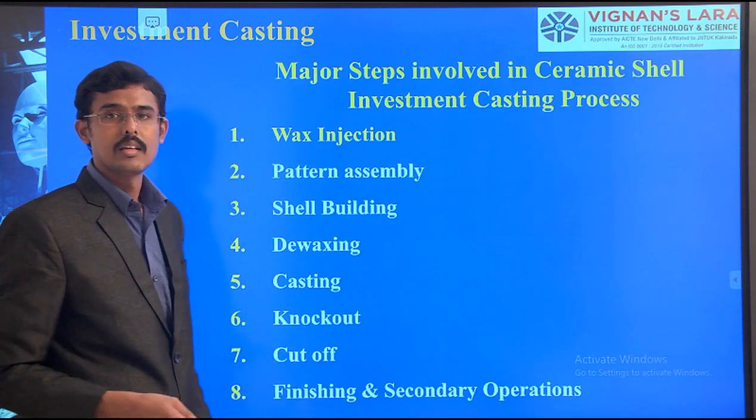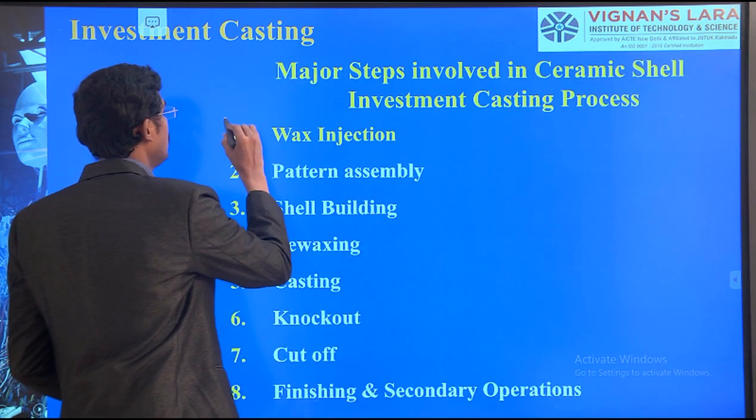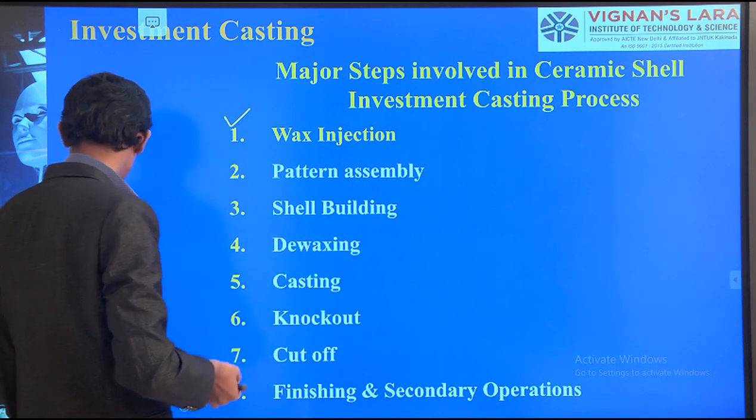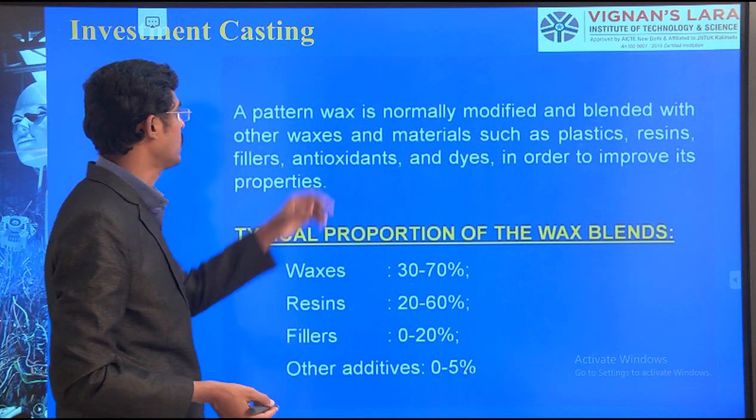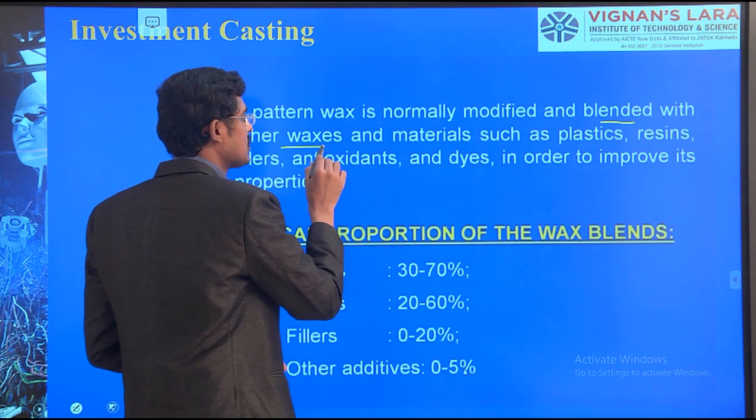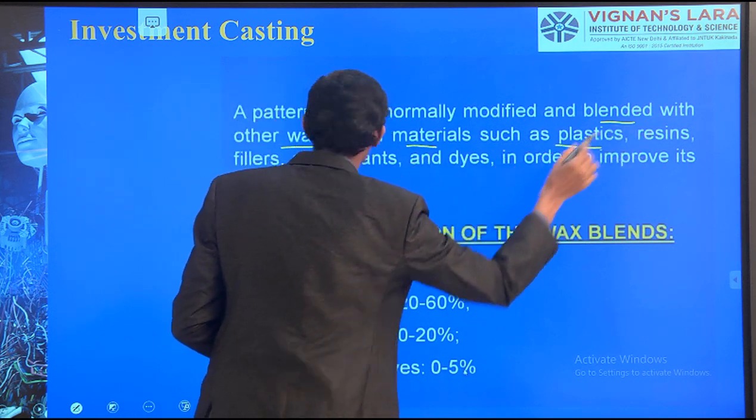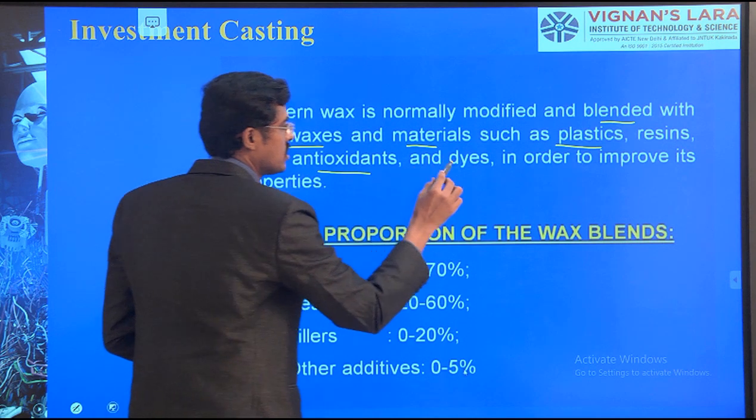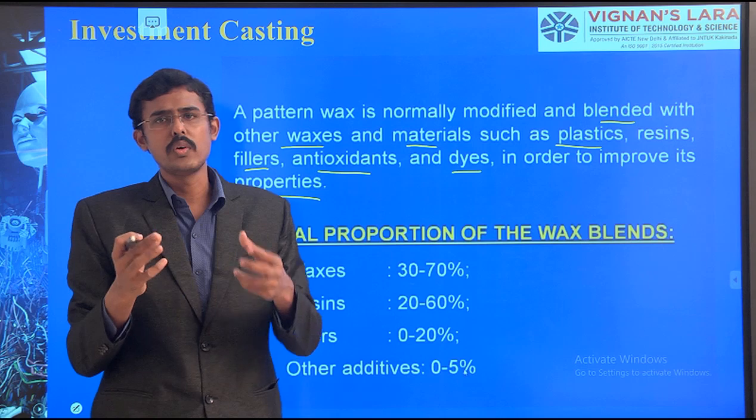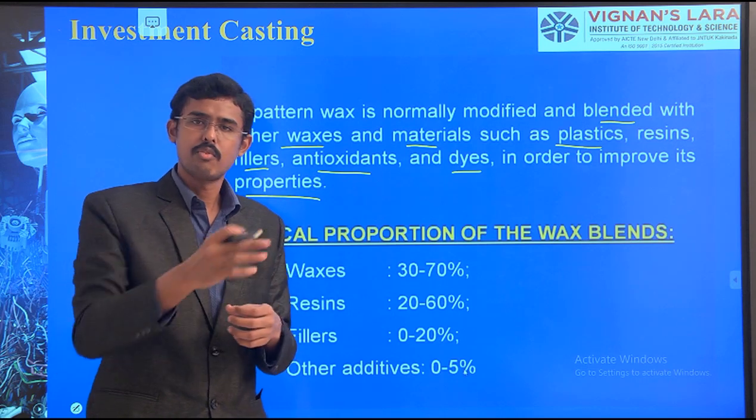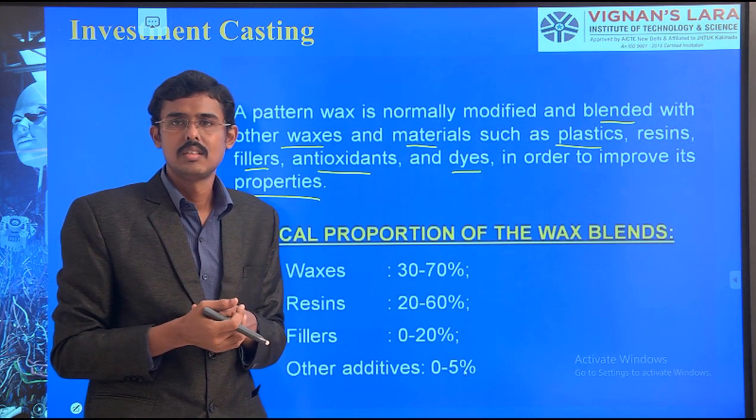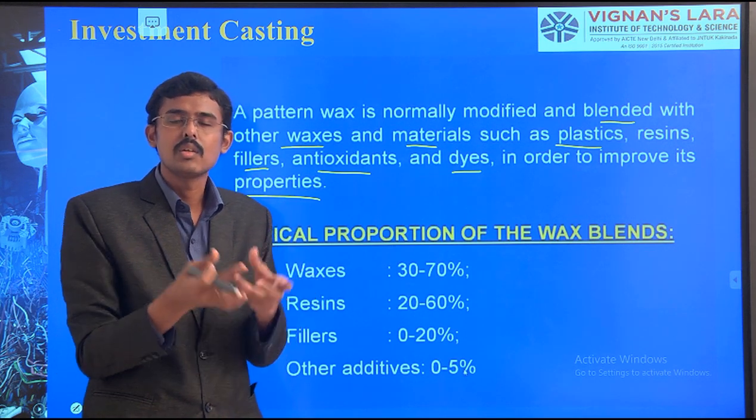The first one in this process is wax injection. We have to know what wax types are available. The pattern wax is normally modified and blended with other waxes and materials such as plastics, resins, fillers, antioxidants and dyes in order to improve the properties. Why we are adding wax is fluidity: it can flow everywhere and it is easy to mold. But also, the melting point is low, so it melts easily.